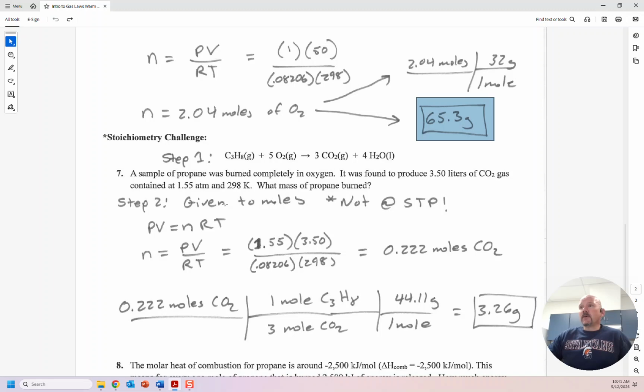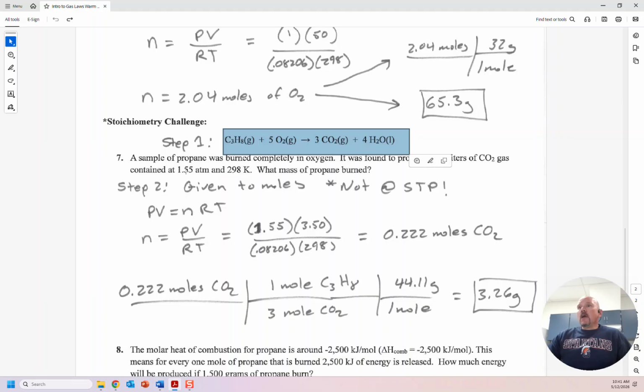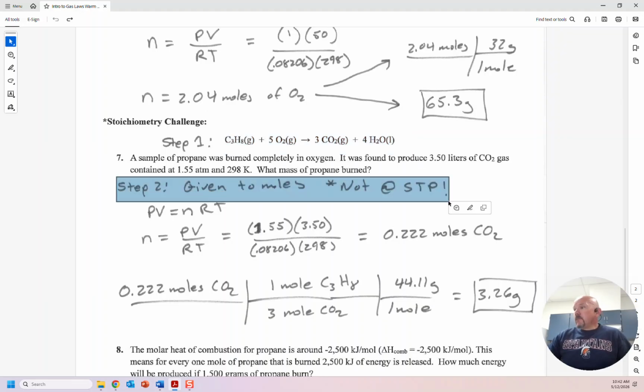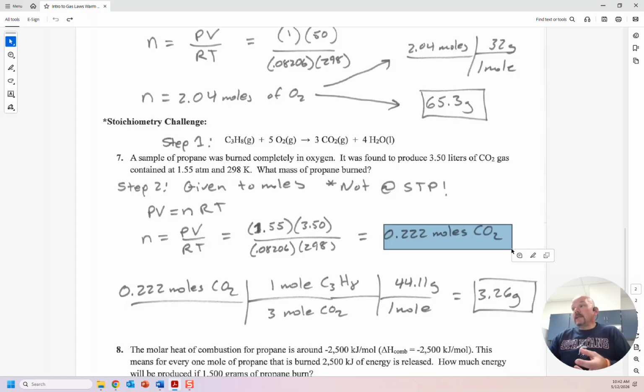So again, step 1's already done for you. We got the balanced equation of the combustion of propane. Step 2, we can't use 22.4 because we're not at STP. So what do we do? The same thing we did back up in this practice problem. We're using PV equals nRT. We have the volume, we have the pressure, we have the temperature, so we can solve for n, moles. So n equals PV over RT. We have our pressure, 1.55 atmospheres. We have our volume, 3.5 liters. Our R value is the same one from the previous question because our pressure was atmospheres, and we have 298 Kelvin. So we end up with 0.222 moles of CO2, but we're not done yet.